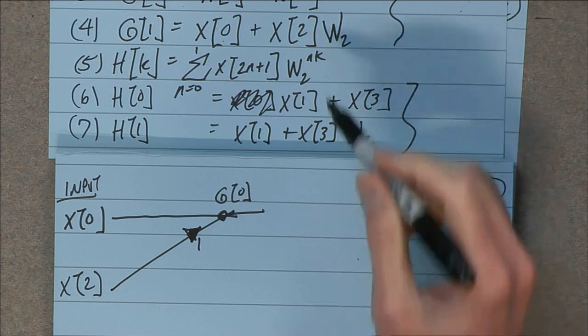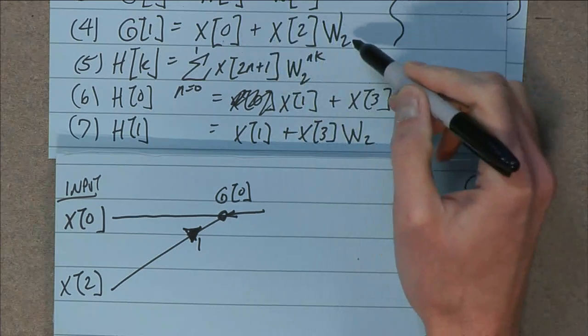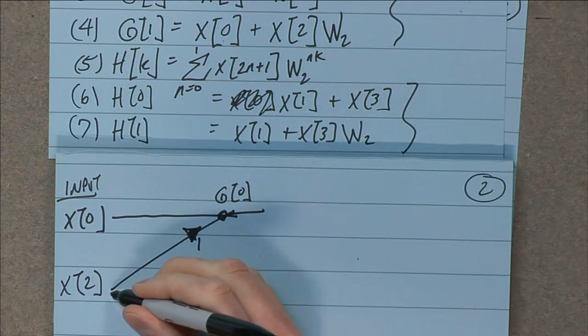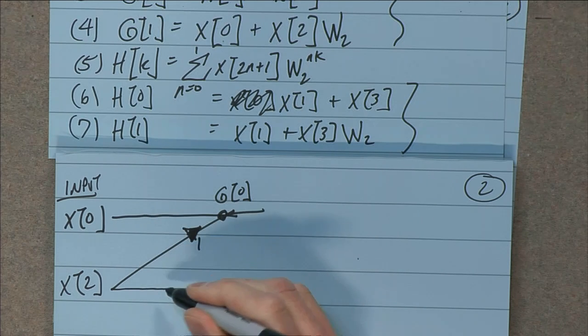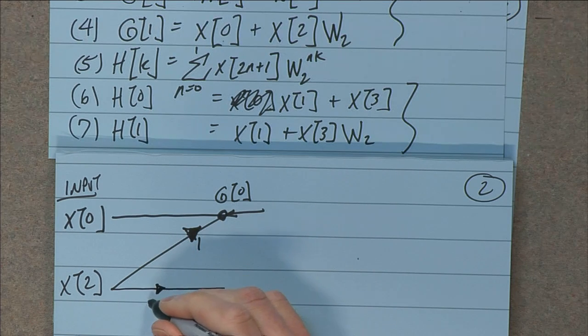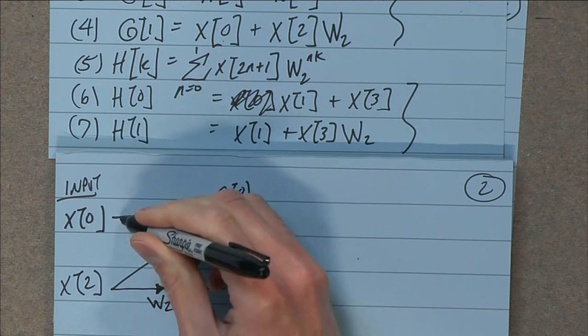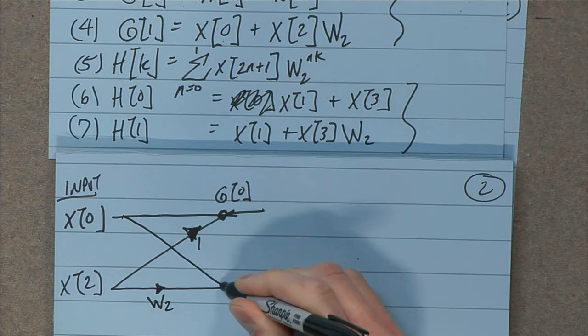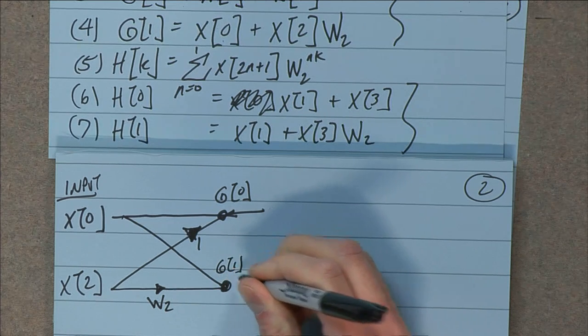What about G1? Well, G1 is also X0 plus X2, but X2 has a weight on it. So let's put that weight, which is W2. And this is G1.